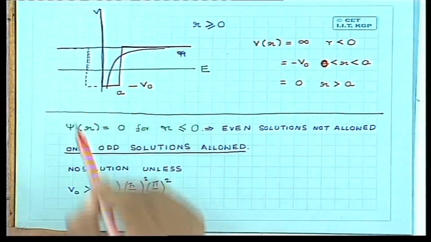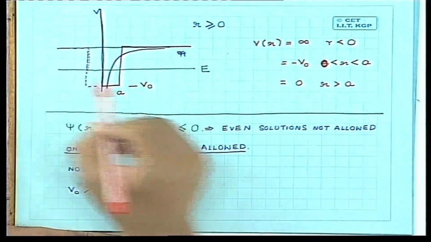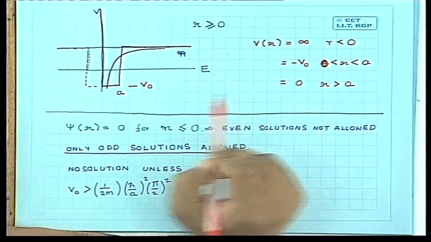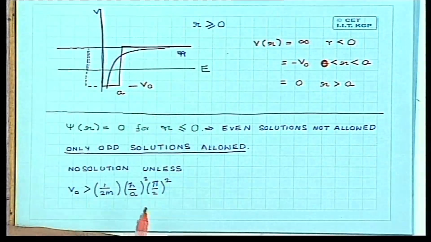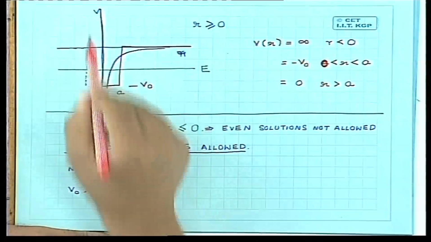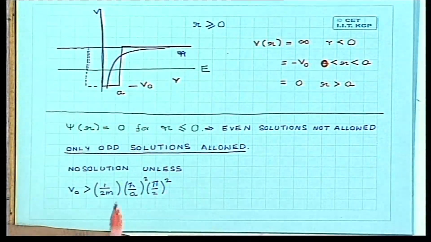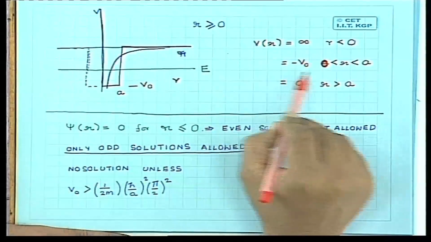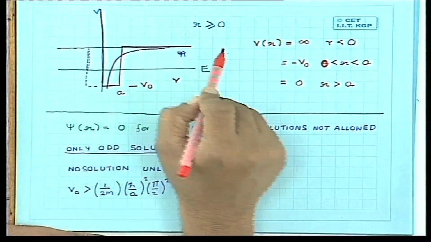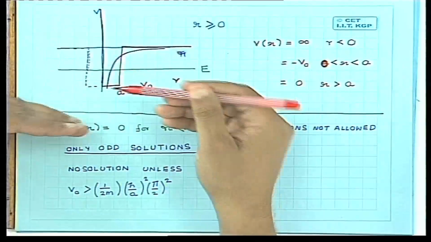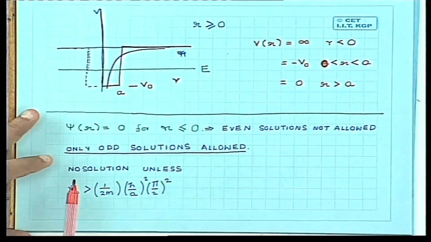The potential which we introduce, it is infinite if r is less than 0. This effectively prevents the particle from being anywhere less than r equal to 0. So the potential is infinite if r is less than 0. Between 0 and a, the potential is minus V naught, and beyond a, the potential is 0. We have just shifted the whole thing down. So this is the situation.